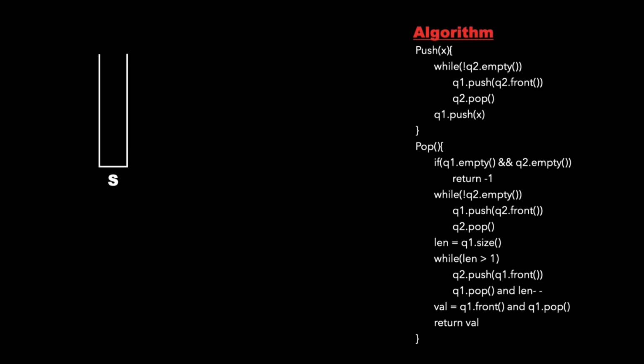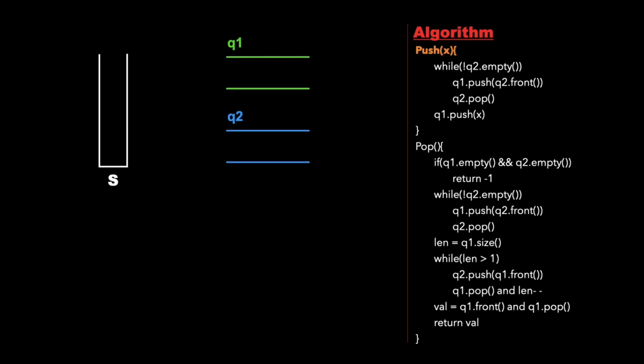In case of pop function, we pop out all the elements of Q1 except the last and push them into Q2. And then we pop the last element of Q1, which is the actual element to be popped out. In case Q2 is not empty, then we first push all the elements of Q2 to Q1 and then perform the same steps. The right side of the screen shows the algorithm where we have two functions, namely push and pop. So we have our queues Q1 and Q2.